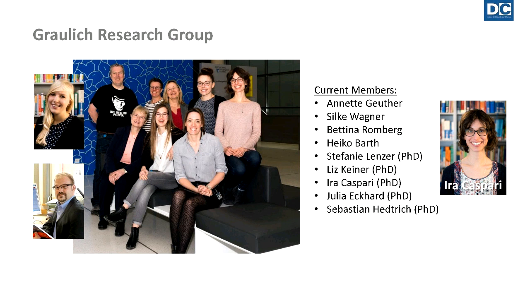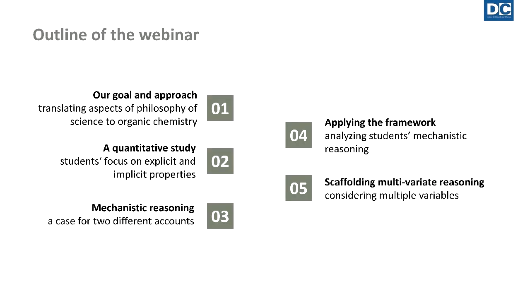So what are we going to discuss today? This is the outline of the webinar. First of all, I want to talk about our goal and approach, so how we translate aspects of the philosophy of science to organic chemistry. Then I want to give you an overview about a quantitative study that focuses on students' use of explicit and implicit properties. And then in part 3, we go a little bit back into the theory, and we will see a case for two different accounts. So it's based on the philosophy of organic chemistry. And then we apply this on analyzing students' mechanistic reasoning. In part 5 of the webinar, we'll focus on teaching, and we tested a small scaffold that might help students to consider multiple variables. So this is the plan for today.